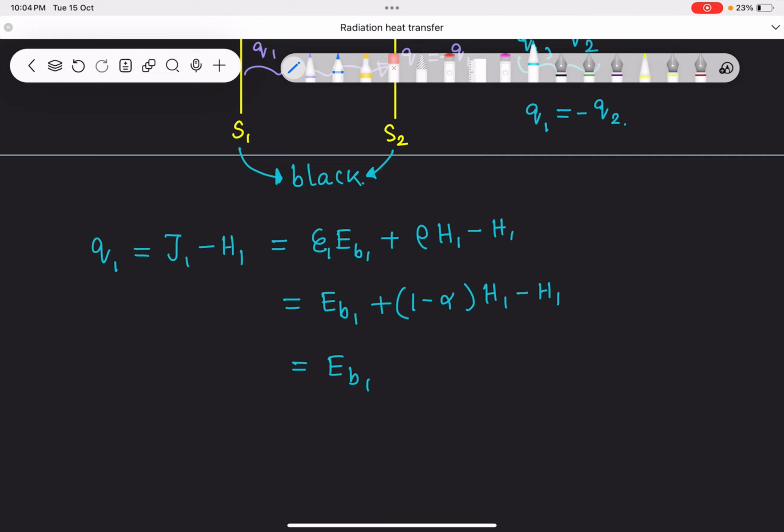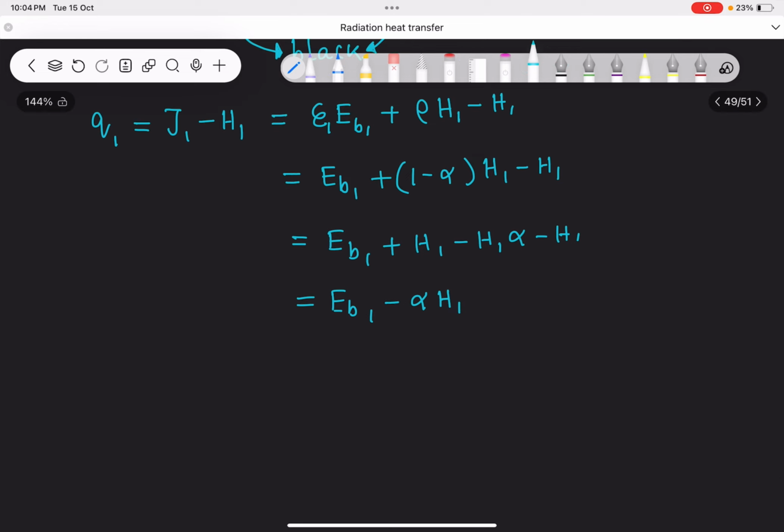So EB1 plus H1 minus H1 alpha minus H1, that means it is EB1 minus alpha H1, right? Now if I consider that it is a diffuse gray surface, then my alpha is equal to epsilon. These are very subtle points: this alpha is equal to epsilon only for a diffuse and gray surface, otherwise not. So that means I can write this as EB1 minus epsilon H1.